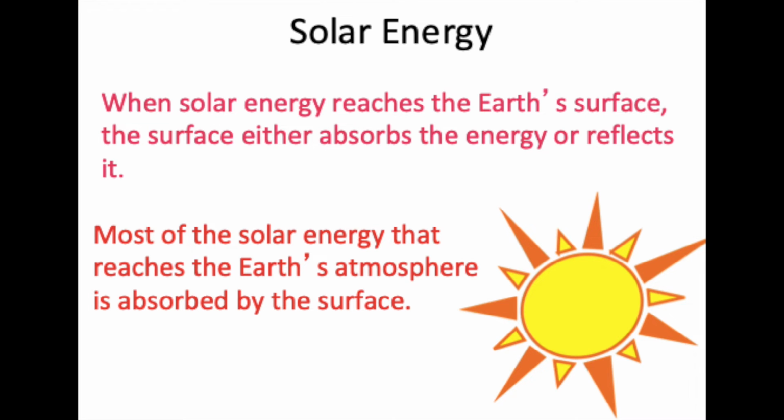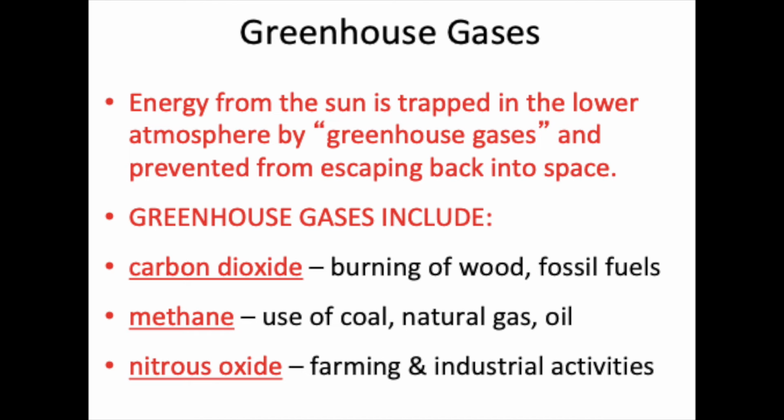And then when solar energy reaches the Earth's surface, the surface either absorbs the energy or reflects it. Most of the solar energy that reaches the Earth's atmosphere is absorbed by the surface. Energy from the sun is trapped in the lower atmosphere by greenhouse gases and prevented from escaping back into space. This is a good thing. This is what keeps our planet warm.